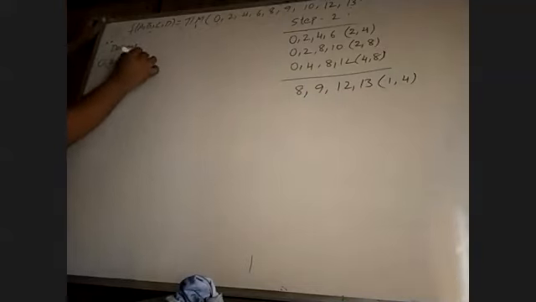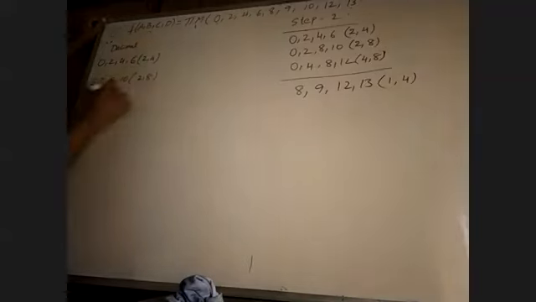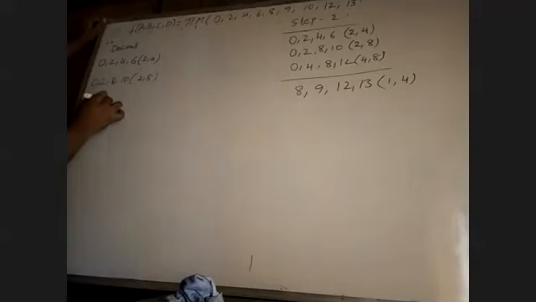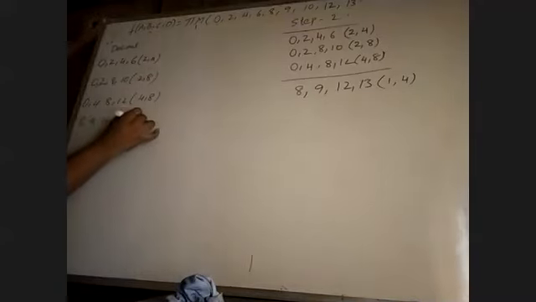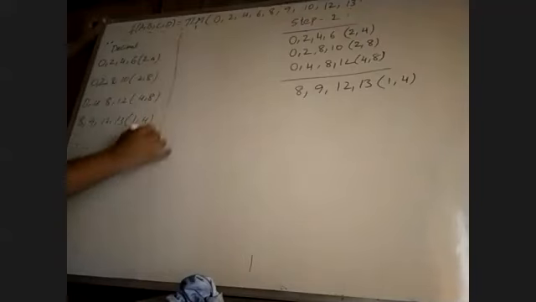Therefore, I am writing the decimal numbers. What are the numbers? We have to write the entire table here. 0, 2, 4, 6, and the differences are 2, 4. The second one is 0, 2, 8, 10, and 2, 8 are the differences. 0, 4, 8, 12, the differences are 4, 8. 8, 9, 12, 13, the differences are 1, 4. And we have to write the next one as binary equivalence.